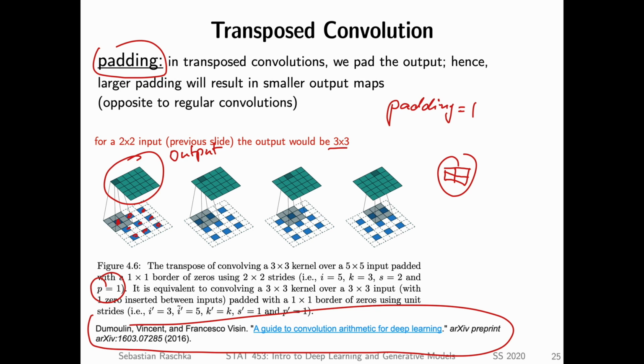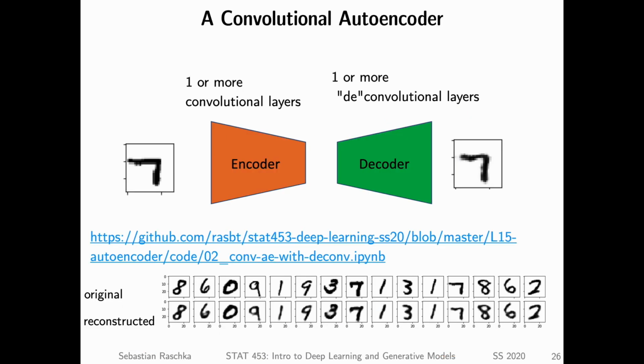So in practice, if you wonder about the size of the output of the transposed convolution, you can use the equation I've given you in the previous slides. Okay, so I have 2 more code examples that I'm going to show you at the end of the lecture. One is the convolutional autoencoder using the transposed convolution or the deconvolutional layers. So these are the transposed convolutional layers that I just introduced.